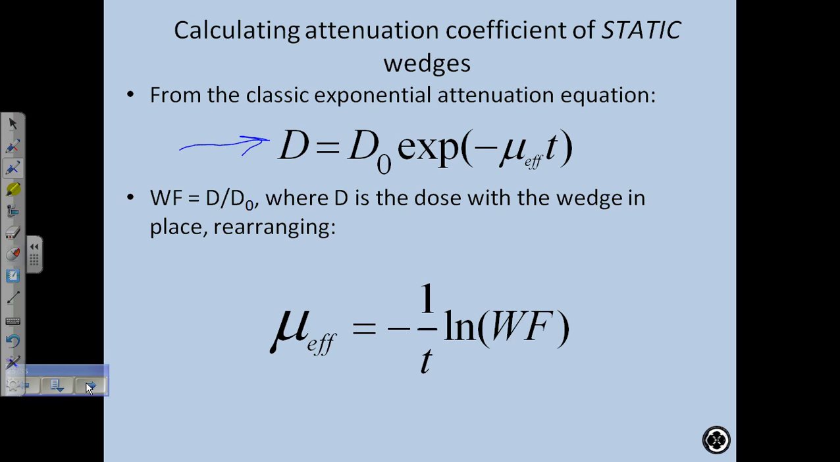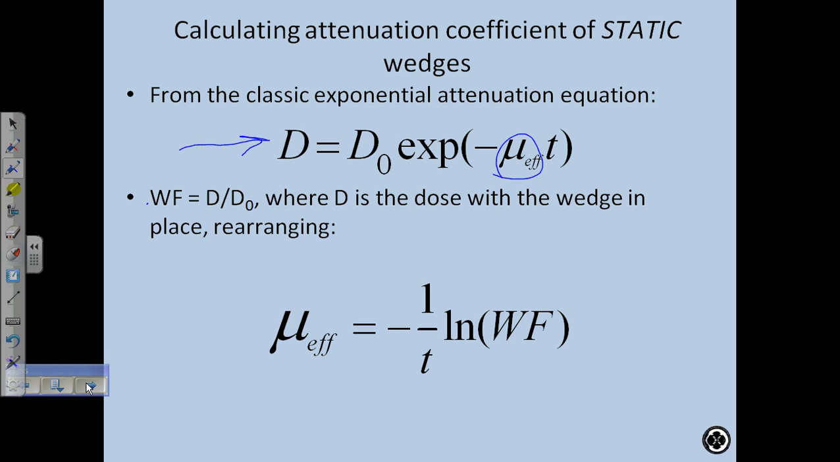The dose is equal to the initial dose times the exponent of the negative of the attenuation coefficient times the thickness. And this is effective, by the way. Why is it effective? Because we may not know what the wedge is made of, so we don't know the material. And it's effective also because we're using polyenergetic beams, such as 6 MV, 10 MV or 18 MV. Usually if you want to look up a mu, you need to know what the energy is. So this is the effective mu averaged through the polyenergetic spectrum and for some material that we don't really know.